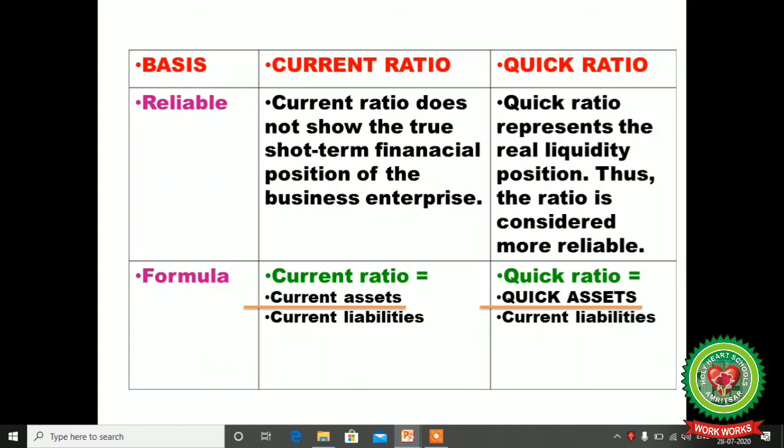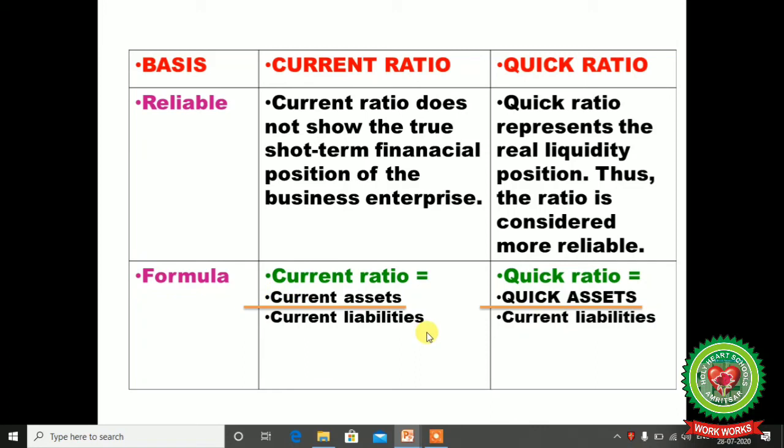Okay. So now it's time to know about the difference between the current ratio and quick ratio. Which ratio is more reliable? Quick ratio is more reliable because readily marketable assets are considered, as compared to current ratio. The current ratio does not show the true short-term financial position of the business enterprise, but the quick ratio represents the real liquidity position. So, as a result, the ratio is considered more reliable. Which ratio is more reliable? Quick ratio.